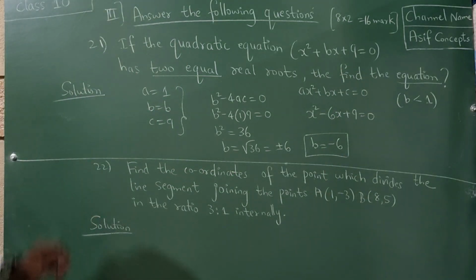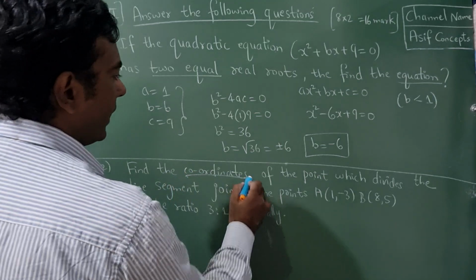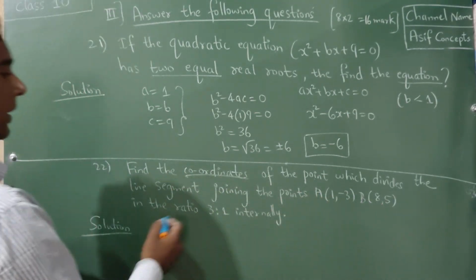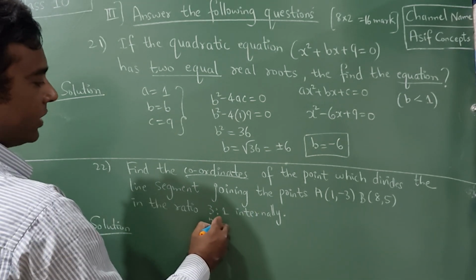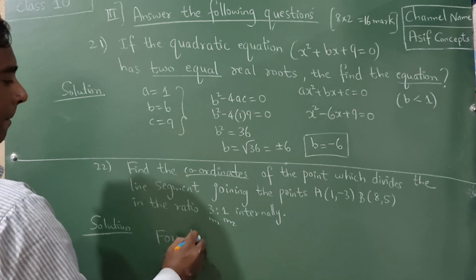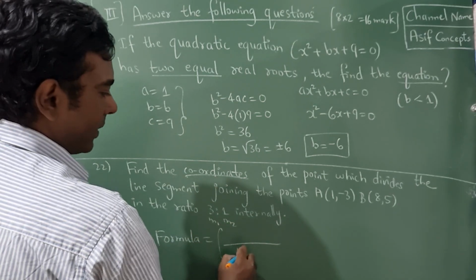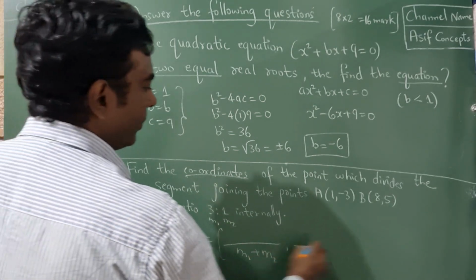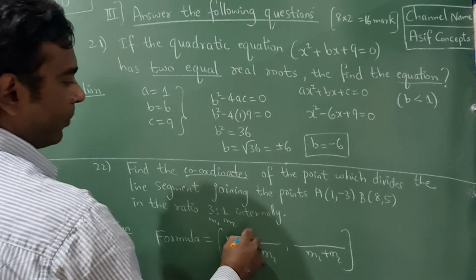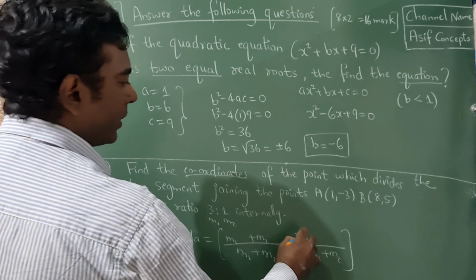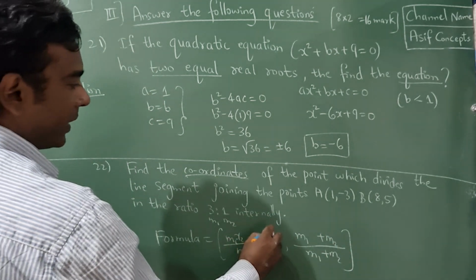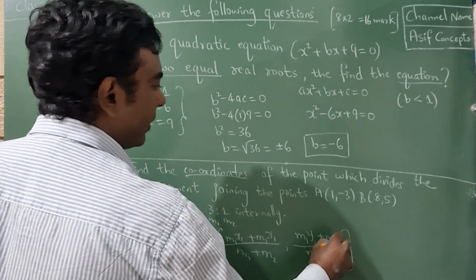Fine. Now 22nd question. Find the coordinates of the point which divides the line segment joining the points A and B in the ratio 3:1 internally. So this will be m1, this will be m2. First let me write the formula. The formula is m1 plus m2, and here also m1 plus m2. In the numerator part, m1, m2, here m1 plus m2. Now here x2, here x1, here y2, and here y1.